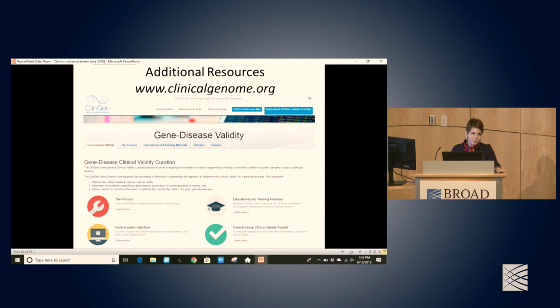So where can you find this information, or where can you find more information about this process? This is a screenshot from our website. It's clinicalgenome.org. Right here at the top, there's a button called Learn About ClinGen Curation Activities, and there you can learn about our various curation activities, as it says. But there is a button there for gene disease validity, and it'll take you to a page that looks like this. Here we've got a copy of the paper, the various scoring matrices. Here we've got that very detailed standard operating procedures document, as well as some training materials that you might find helpful.